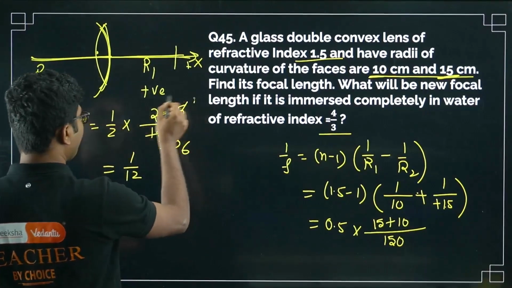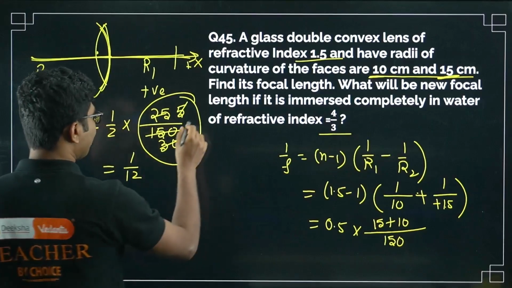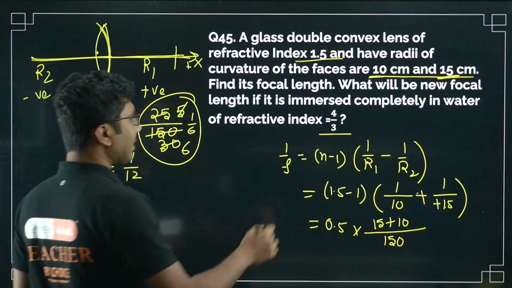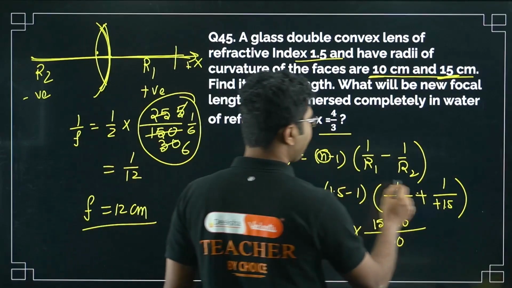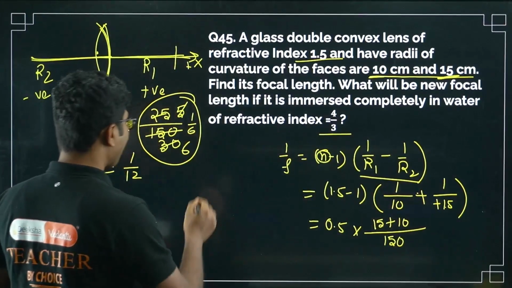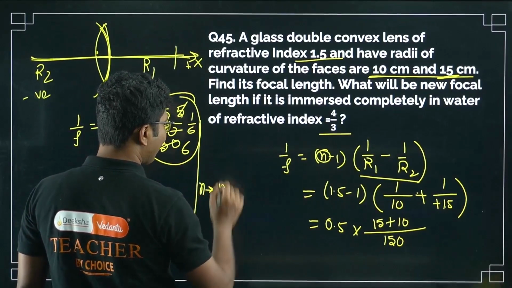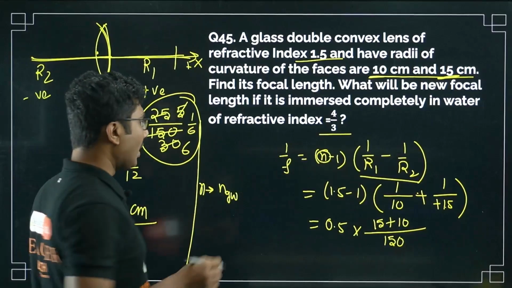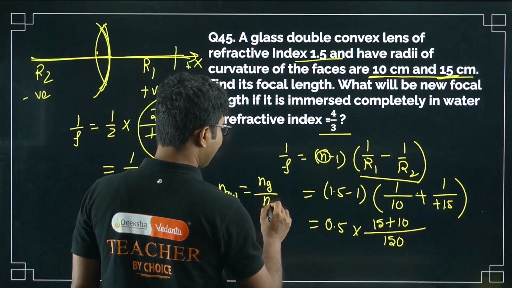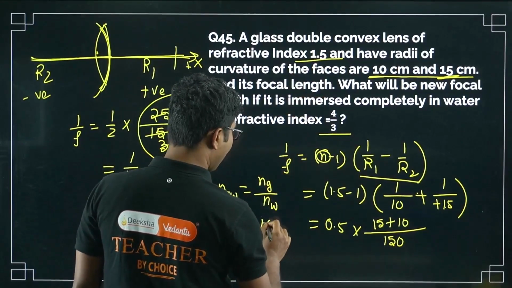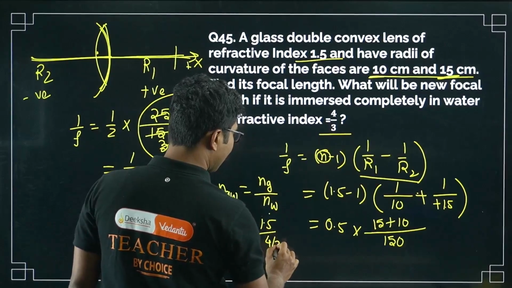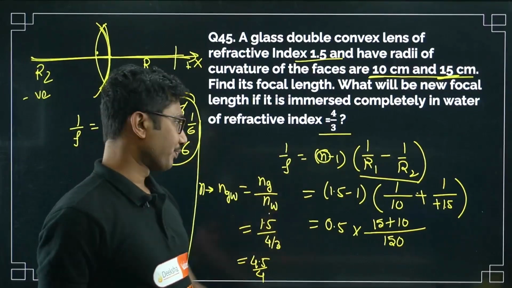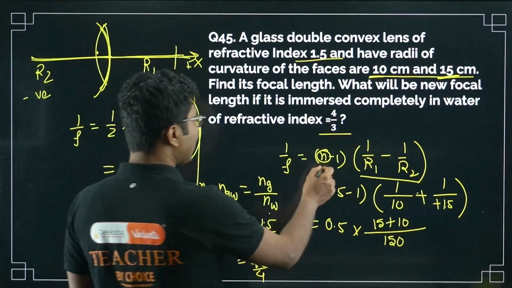Right, now you remember this value 1/6. It will be very handy, because in the next part of the problem the only thing that you have to change is this n. This will remain the same. When you immerse the lens into water, this n becomes the refractive index of glass with respect to water, that is Ng/Nw. Refractive index of glass is 1.5, refractive index of water is 4/3, so that will be 4.5/4. Okay, so only that value will change.